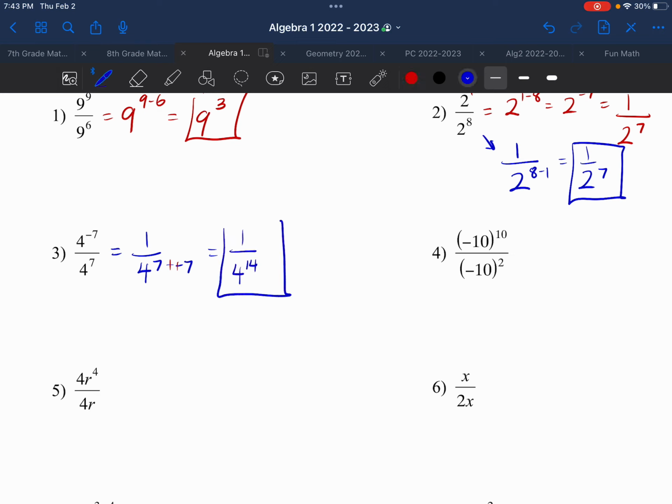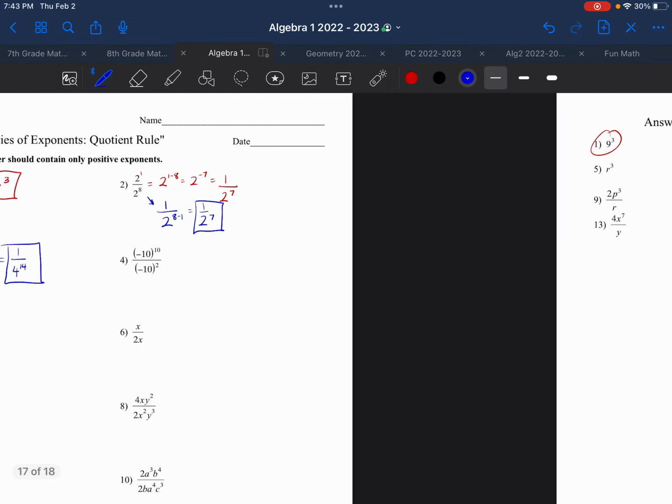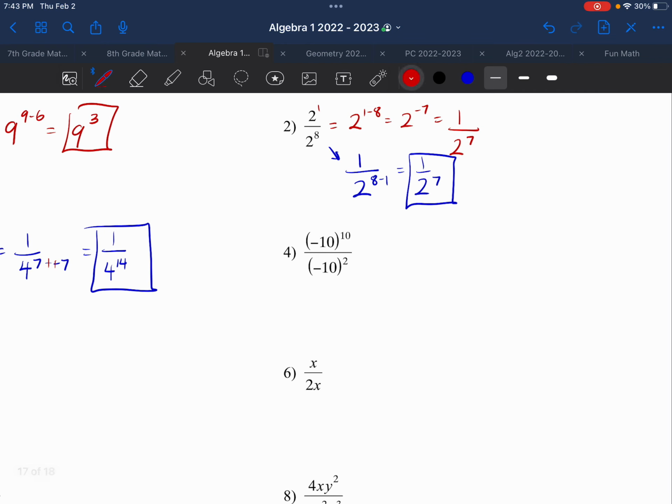Final answer, and I'll box that. And let's check our work. Number 3, 1 over 4 to the power of 14, 1 over 4 to the power of 14. All right, switching back to red.